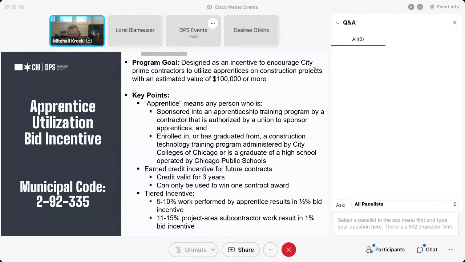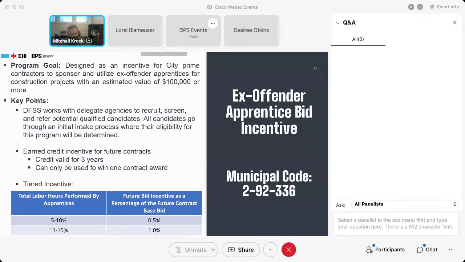By using those apprentices, you'll receive an earned credit. It's good for 3 years. We'll issue a certificate if at the end of the contract you qualify for this incentive, and you can use that certificate towards a future bid opportunity. This next one's somewhat similar to the last one, but a little different.